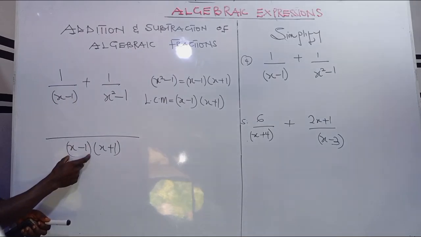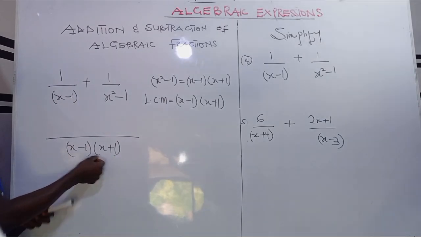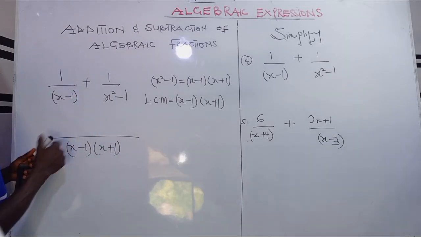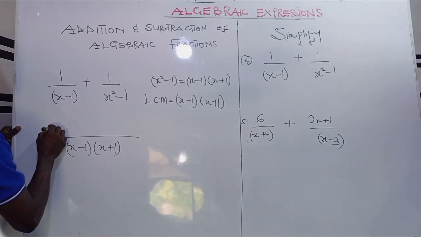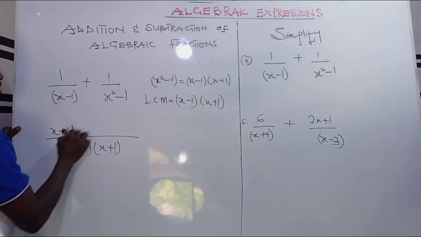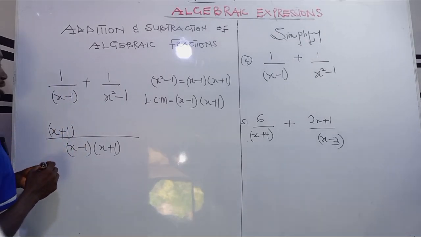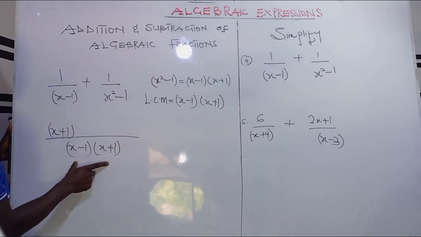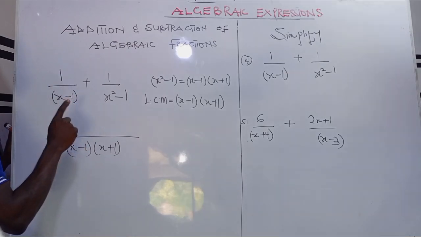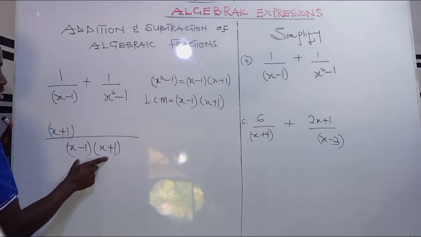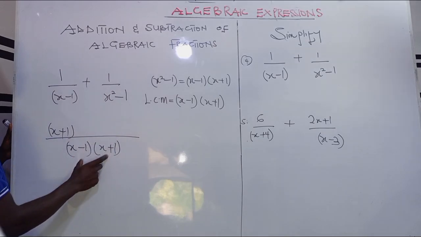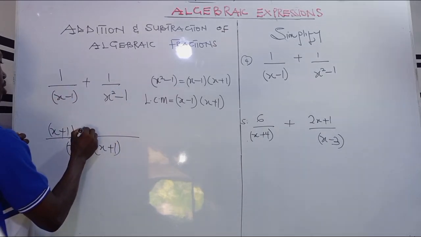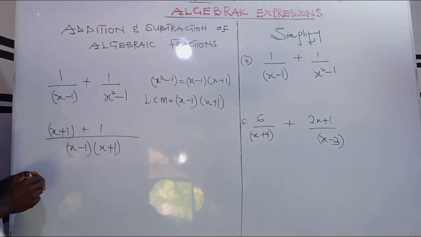x minus 1 into the LCM, we are getting x plus 1 multiplying 1. So we have x plus 1 multiplying that. Now, this into that gives us 1, because this can be expressed as this. So we are going to get 1 times 1, which will give us 1. I believe you are following.